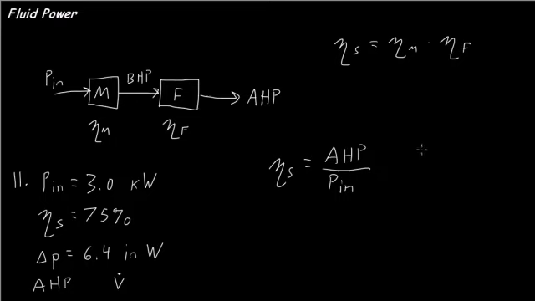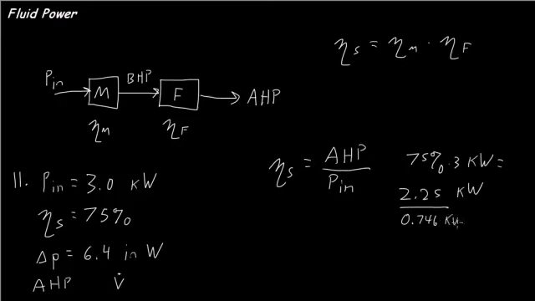So if I take 75% of 3 kW, that gives me 2.25 kW, which I need to convert to horsepower. So I divide by 0.746, because there's 0.746 kW per horsepower. So that gives me an air horsepower of 3.0.